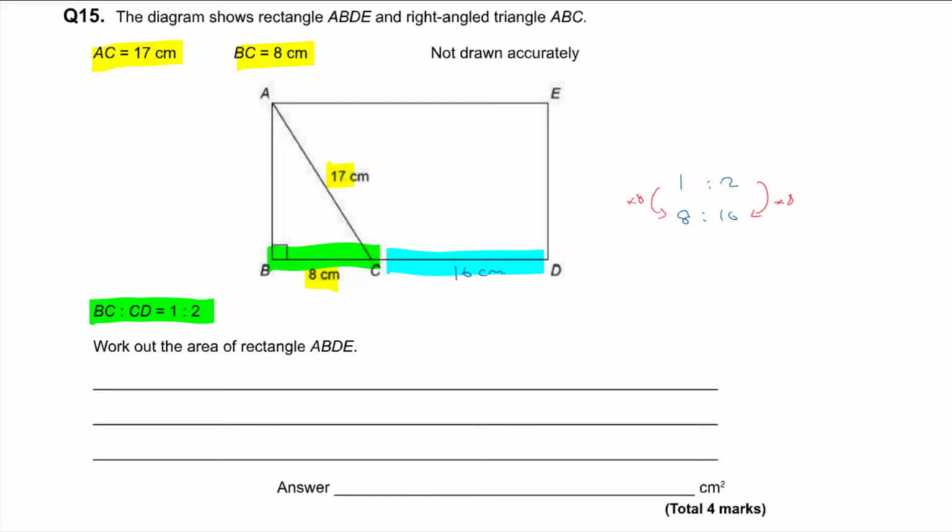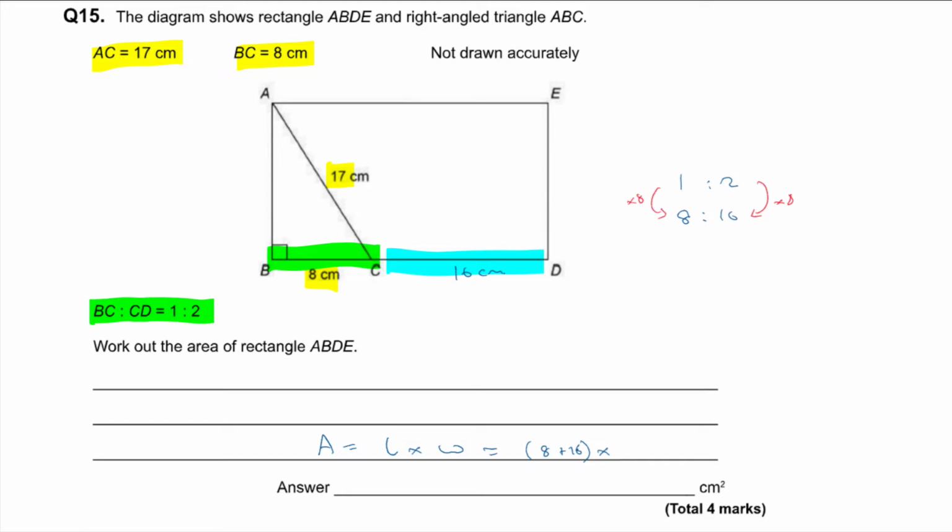Okay. So work out the area of rectangle ABDE. To work out the area of a rectangle, area is equal to length times width, isn't it? So I've got the length. It's going to be my 8 plus my 16 added together. It's going to be 24. And I'm going to have to multiply that by the width, but I don't have the width yet. I've only got one length.